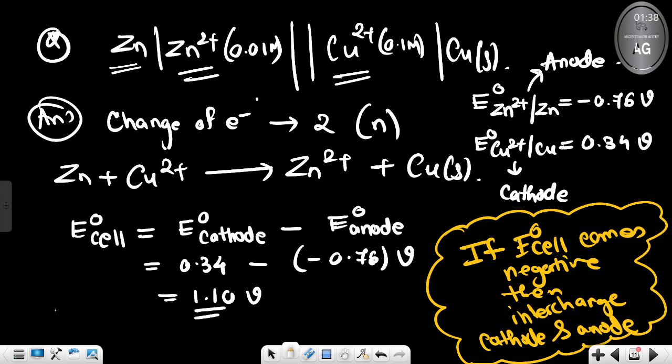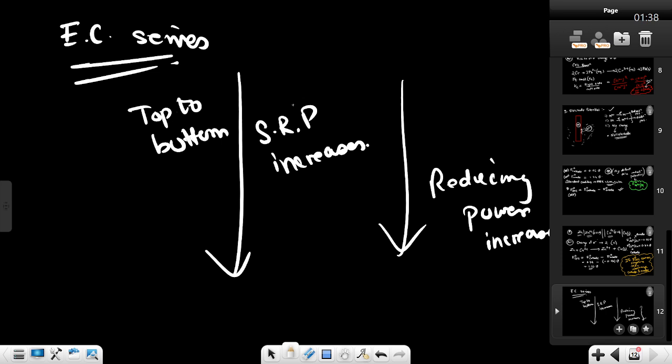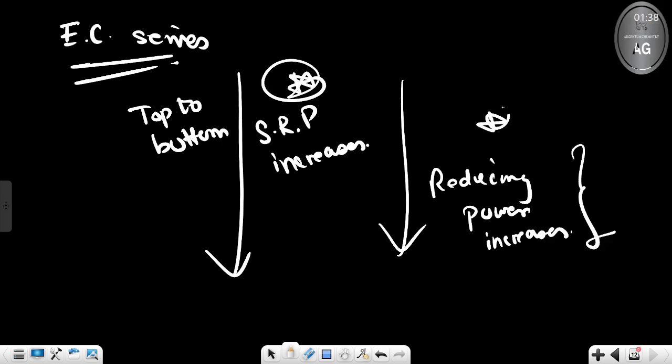Okay, I cannot do many examples because I have to do the next parts also. So I think you have understood from this example what you have to do. Clear? So one more application I'll just tell you here. This is very important, that down the group, down the EC series, SRP increases. As SRP increases, reducing power increases. Now you tell me, if reducing power increases, then the metals at the bottom will be found in the ionic state or free state? Answer is free state, not ionic state.